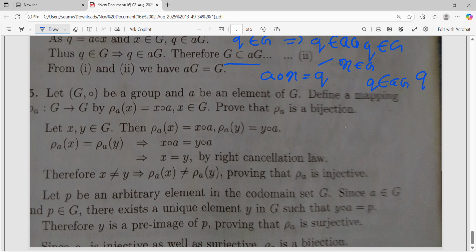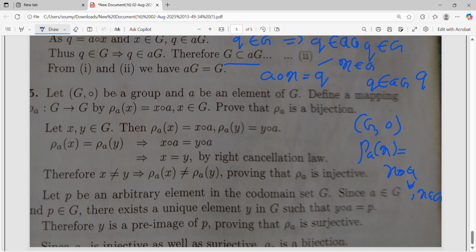Next, we have: let G under binary operation ∘ be a group and a be an arbitrary element of the group. Define a mapping rho a from G to G, such that rho a of x equals x compose a, where x belongs to G. Prove that this mapping is a bijection. First we have given this G under binary operation is a group, and this mapping is like this: rho a of x is equal to x compose a for x belongs to G.